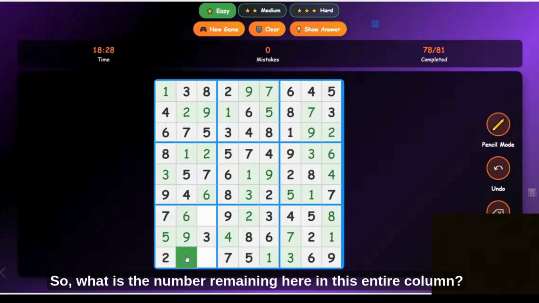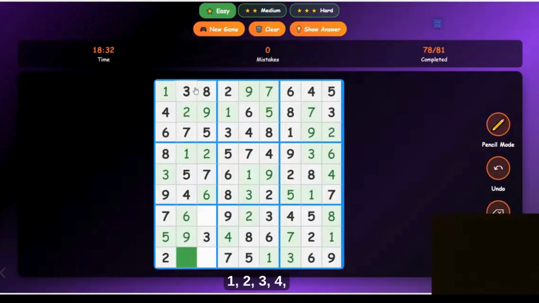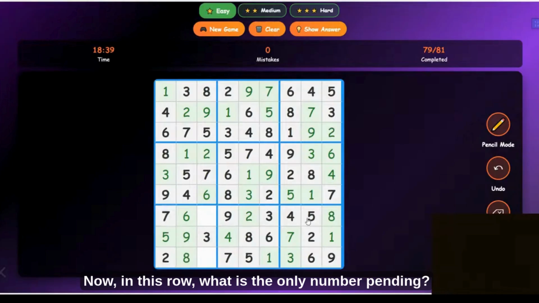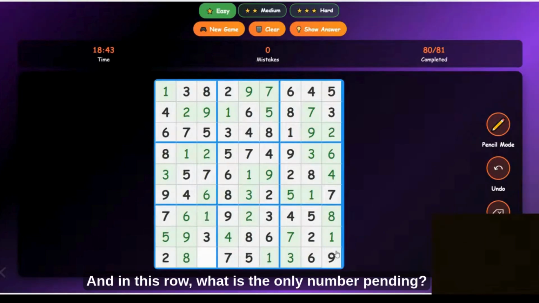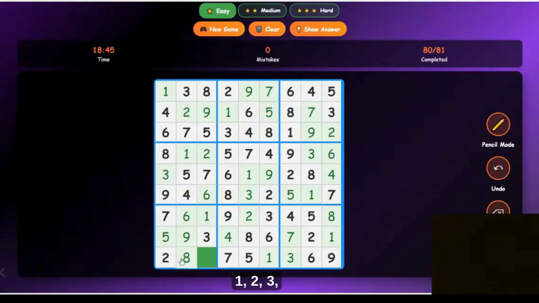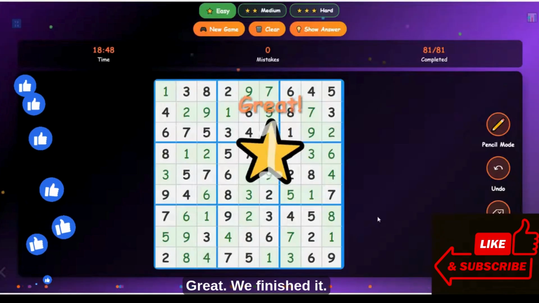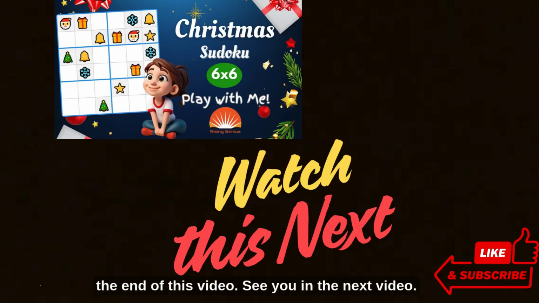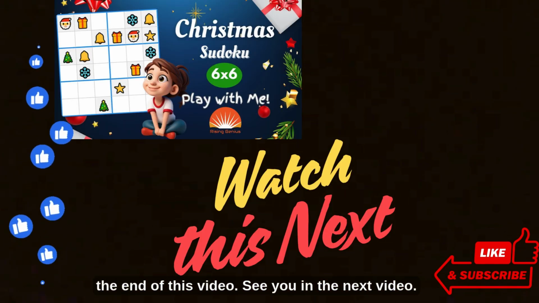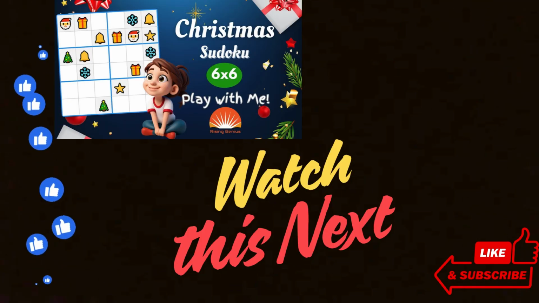So what's the number remaining here in this entire column? 1, 2, 3, 4, 5, 6, 7, 8 is the only thing pending. 8 and 9. Perfect. Now in this row, what is the only number pending? 1. And in this row, what's the only number pending? 1, 2, 3, 4 was the only number pending. Great, we finished it. And that brings us to the end of this puzzle, the end of this video. See you in the next video. Bye-bye.